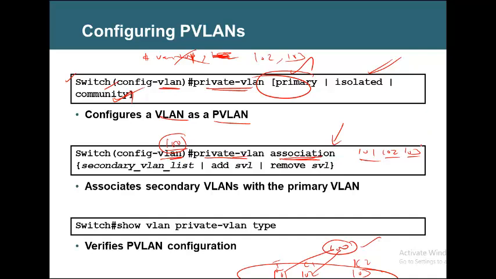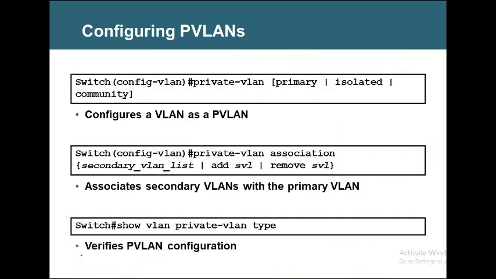It's called SLV, secondary VLAN. Let's say later you realize that you want to remove 102, you can use the remove command and say 102. These are all later, but initially we will only do this. These are all for editing purposes. After this, if you say show VLAN private VLAN type, then you will see those mappings. VLAN 100 is associated to all these three VLANs. Is there any question from this page?